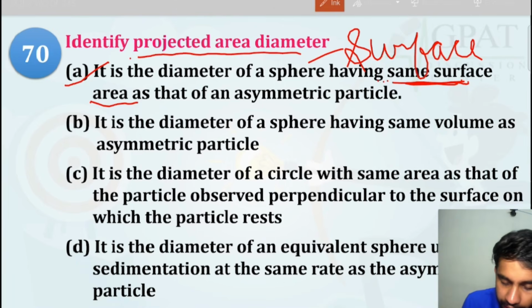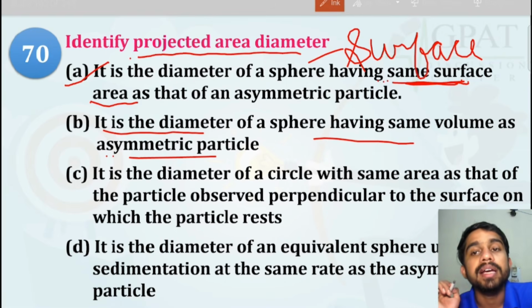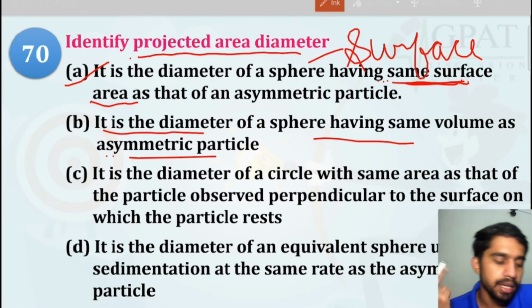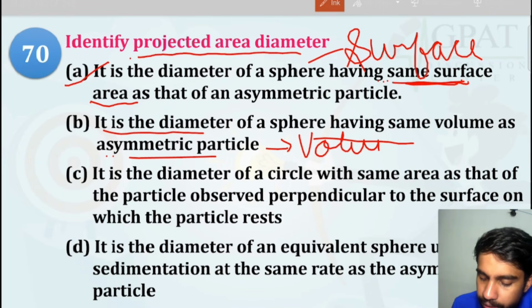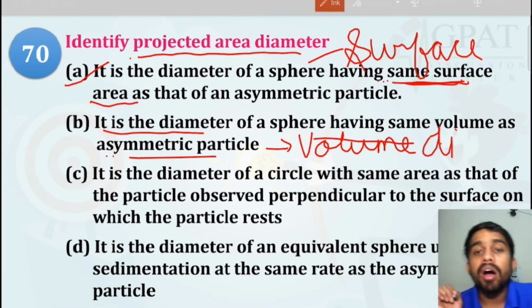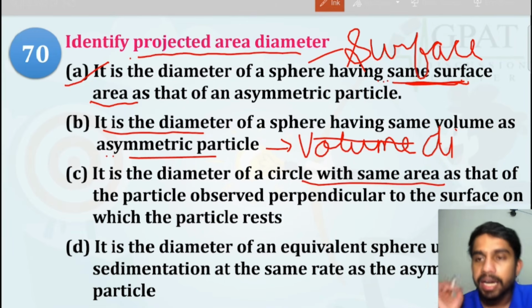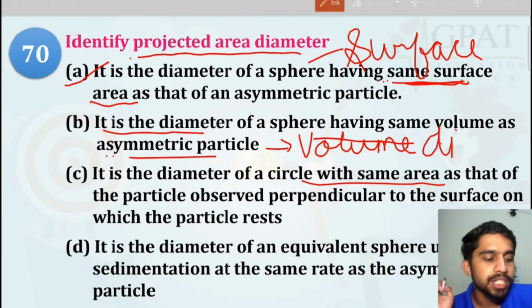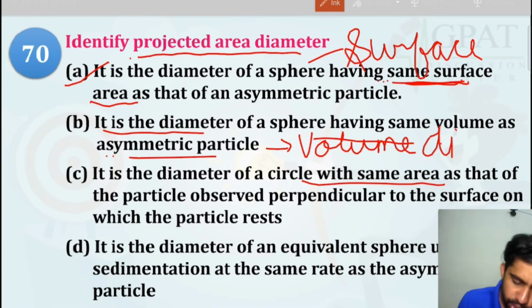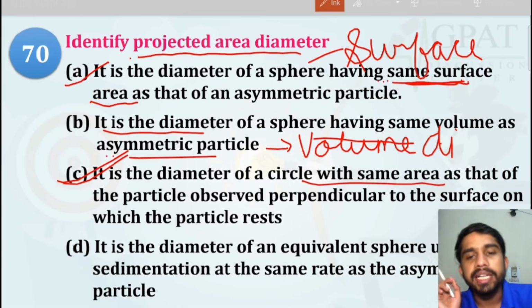Next, it is the diameter of the sphere having the same volume as the asymmetric particle. If it has the same volume, then it will become the volume diameter. Next, it is the diameter of a circle with the same area as that of the particle observed perpendicular to the surface on which the particle is resting. So this is your projected area diameter.